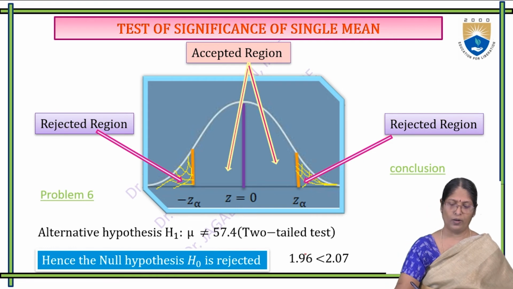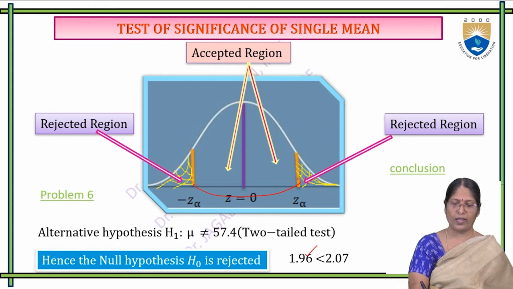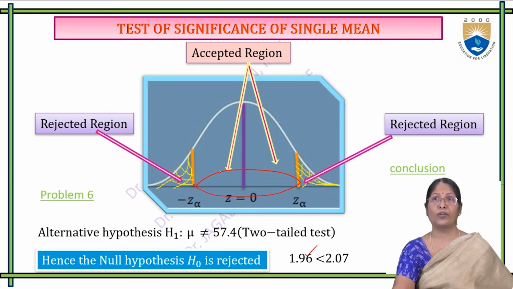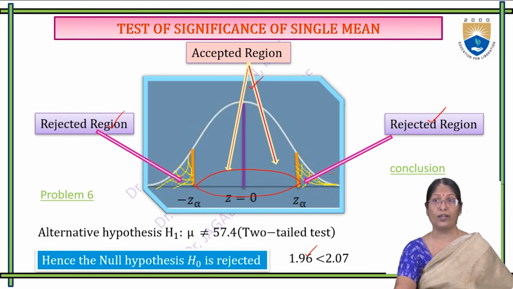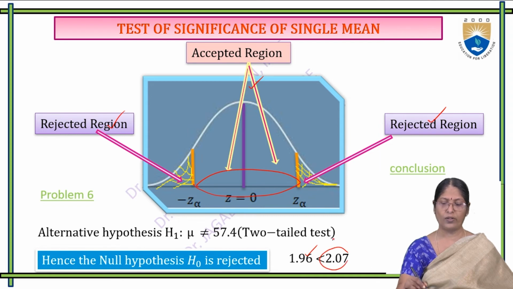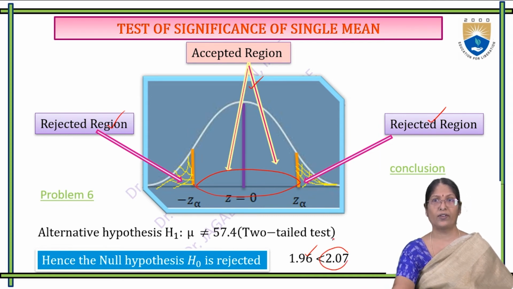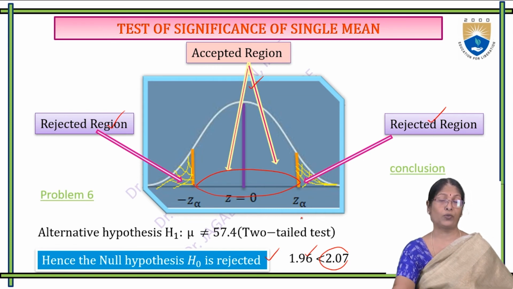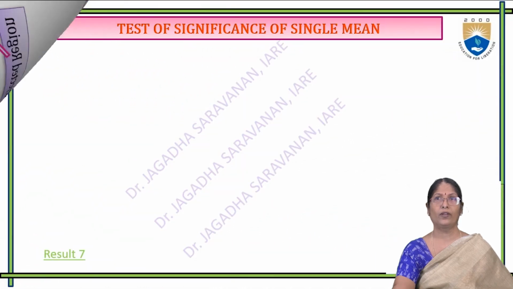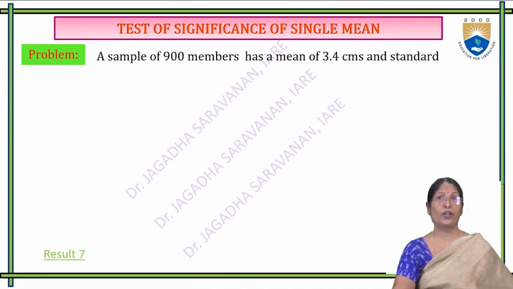Here we can see the area for the accepted region, denoted by this arrow, whereas the rejected region, because it is a two-tailed test, has two shaded sides. Our calculated value falls in the rejected region. So the null hypothesis H naught is rejected. Next we will move to the next problem.